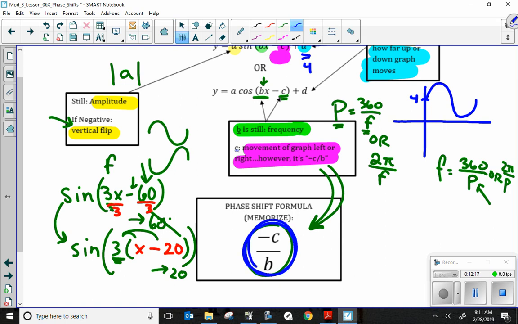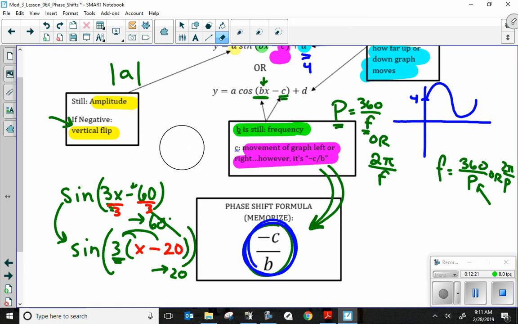This was initially my C. Let me clean this up. This was initially my C. And this, I like to call it B. Or I like to call it F, but we'll call it B. Okay? What did I do when I factored out my 3? Didn't I take my C and divide it by whatever my frequency was?